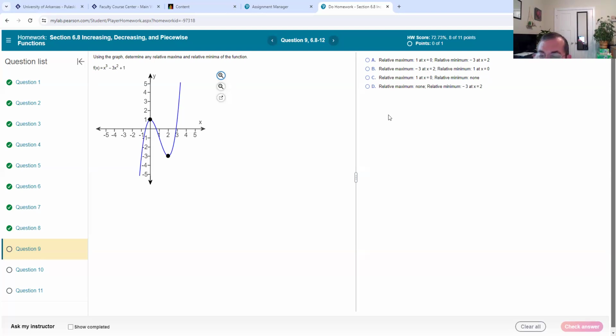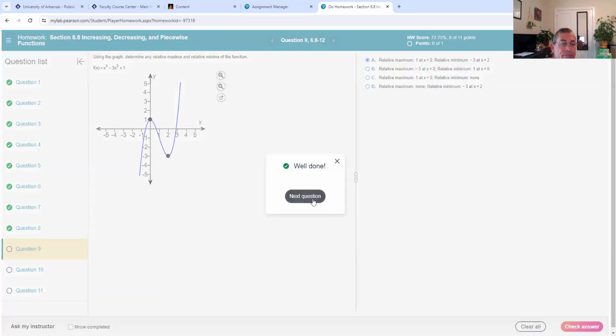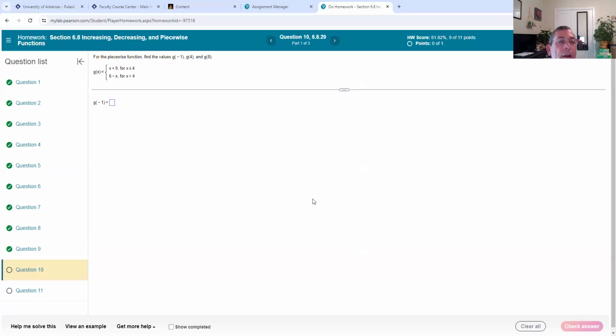So let's see, Jackson and Nat, y'all got A. Good job, because that first point, when x is 0, has a y value of 1. And then the second point is a -3 at x equals 2. So good job. It is definitely A on that one.